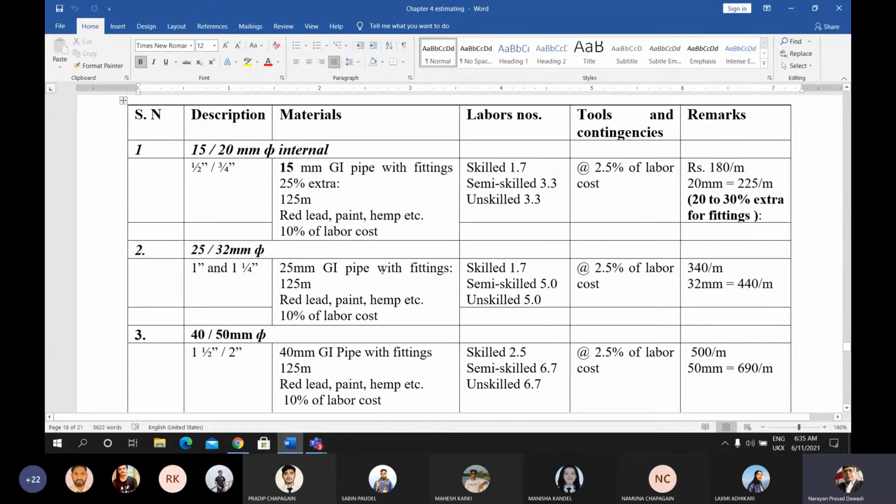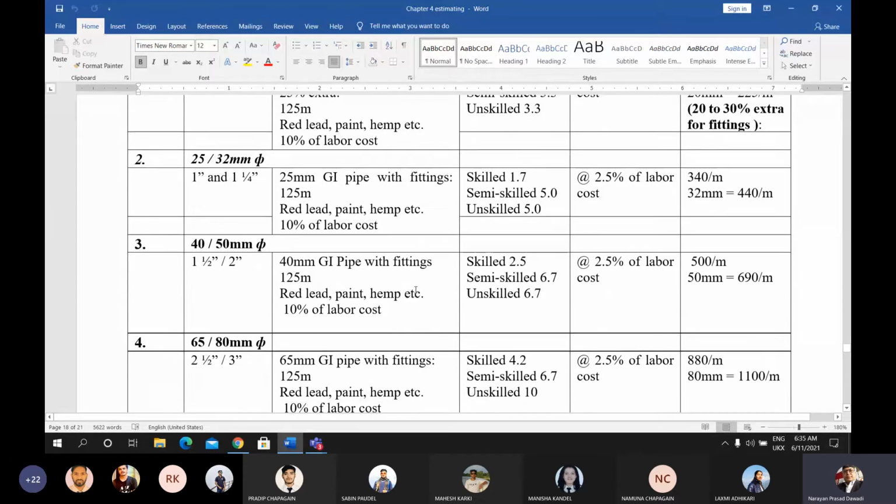After adding all the material, labor, and tool, equipment cost, provide 15% contractor's profit and overhead, and again add and provide 13% contractor tax and VAT. Okay, then find the total of each and every serial number cost. Okay, in this way you can do rate analysis by yourself.